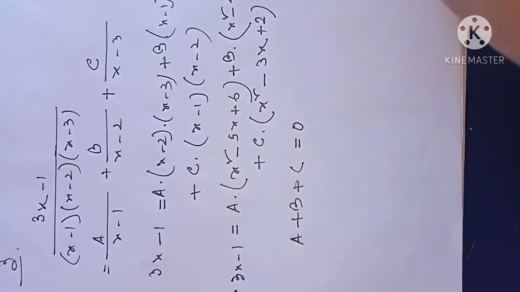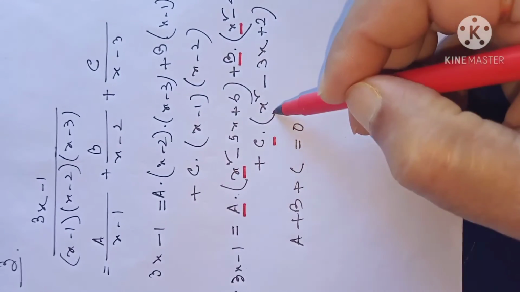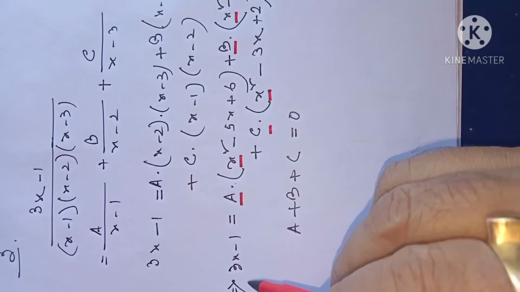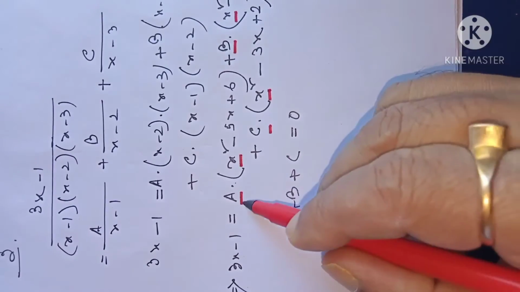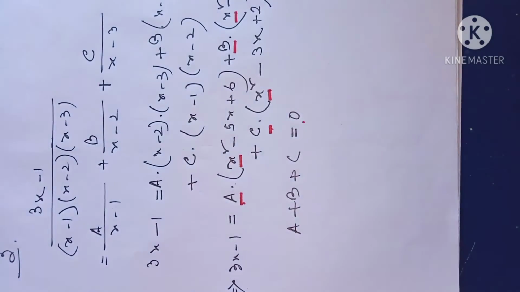Because a is the coefficient of x square. Here c is the coefficient of x square. So here there is no x square term. The term having x square is not there. So that means a plus b plus c, their sum will be equal to 0, because the x square term is not there.